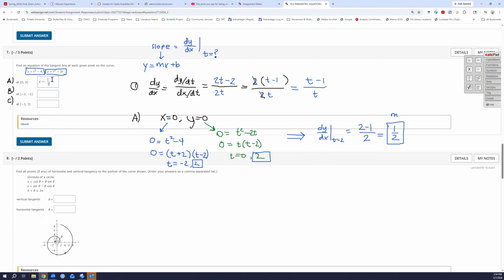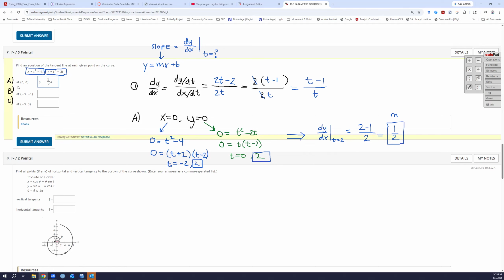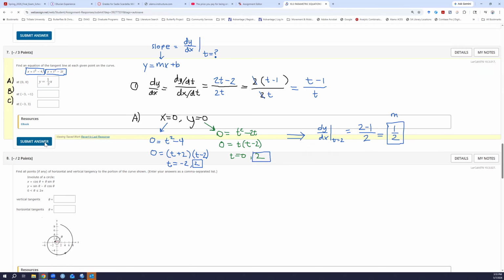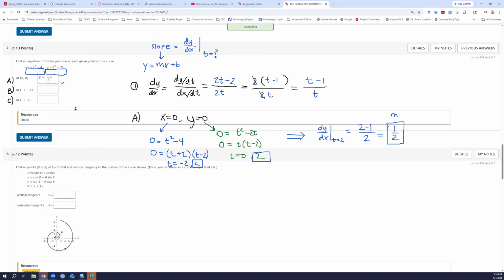So we should have 1/2 x plus, well, if you notice that this point that we're looking at is (0, 0), then the line tangent to this should have an intercept of 0 also, right? Because this is both an x and a y intercept, (0, 0), when we have a point at the origin. It is both an x and a y intercept. So our b value should just be 0. So I'm going to submit this answer and just check it, see if we got that. Boom. Okay. Great.